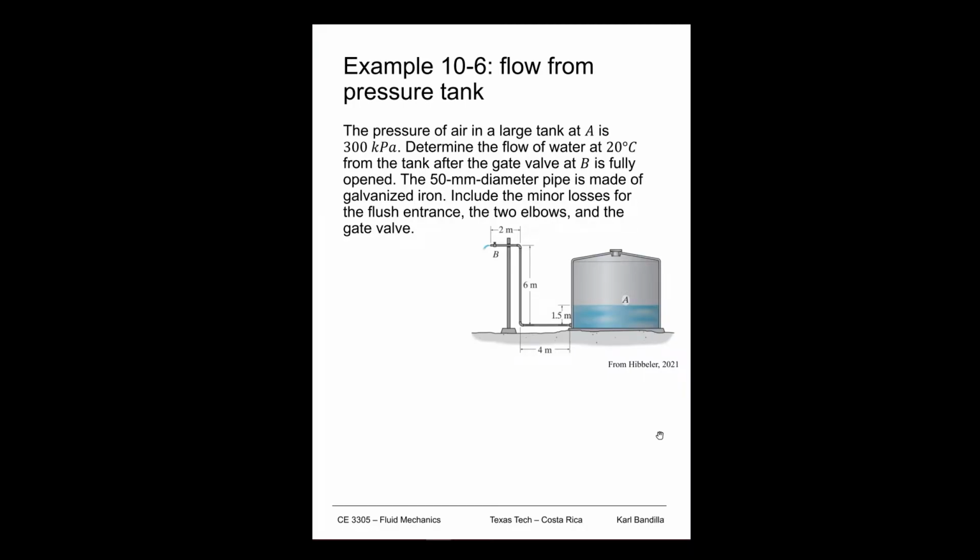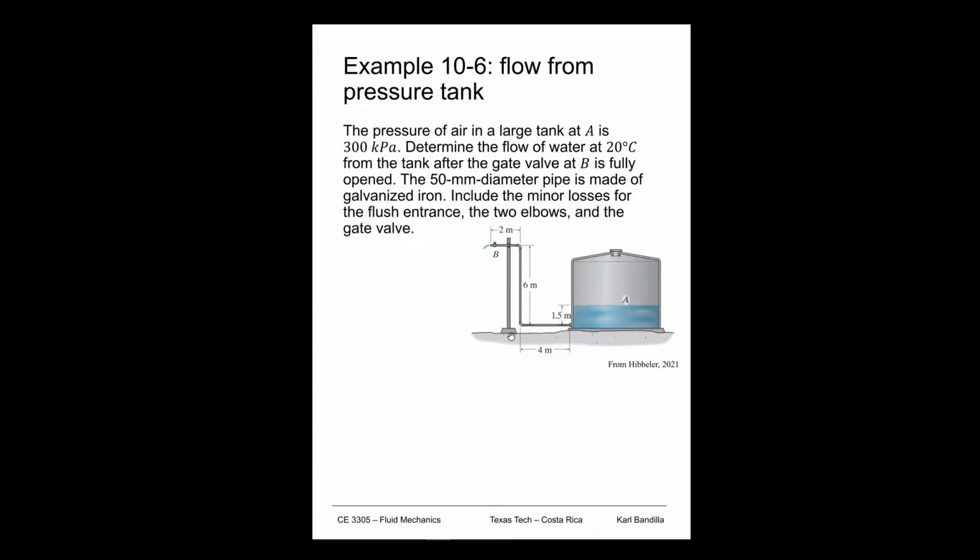This is example 10-6, where we have flow from a pressurized tank. So we have this tank here, and there's a pressure inside of the air that's above the water. And so the water is going to flow from the tank through the pipe and out at B.